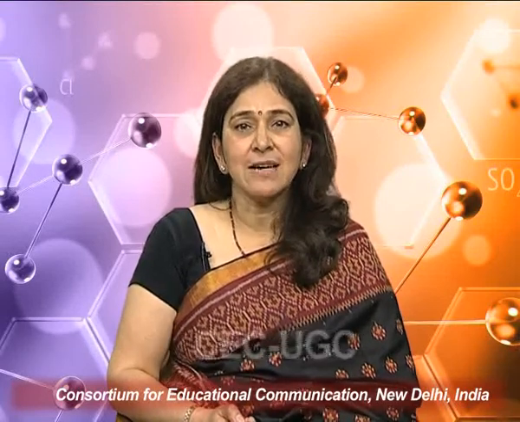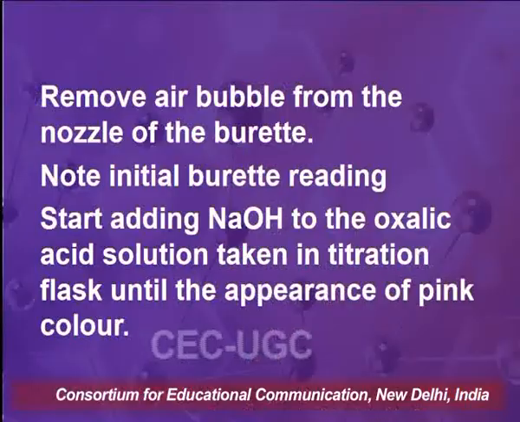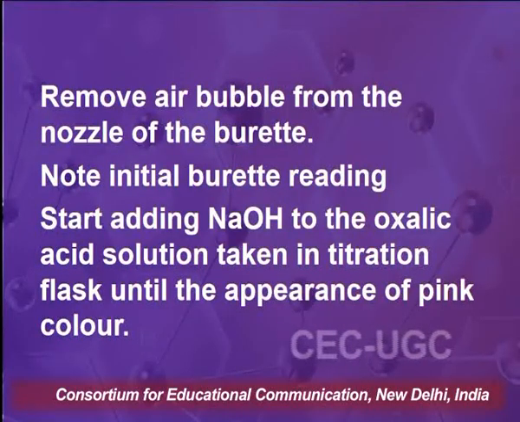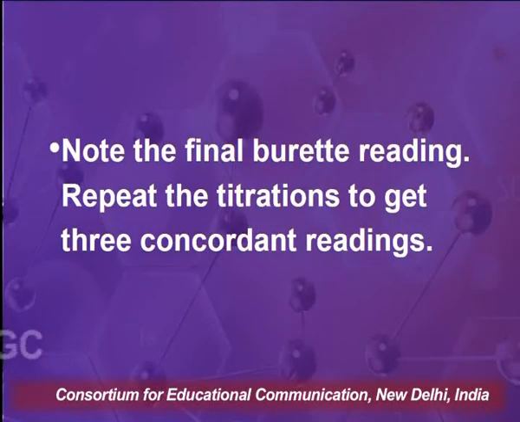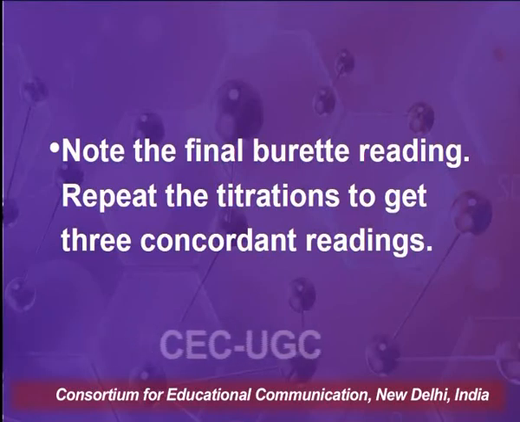Then we have to standardize the given 0.1 normal NaOH solution. We pipette out 10 ml of standard oxalic acid solution in the titration flask, add 1 to 2 drops of phenolphthalein indicator, rinse and fill a clean burette with NaOH solution, note down the initial reading, start adding NaOH to oxalic acid solution taken in the titration flask until the appearance of pink color. Note the final burette reading, repeat the titration to get 3 concordant readings.